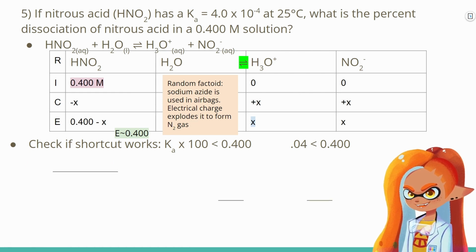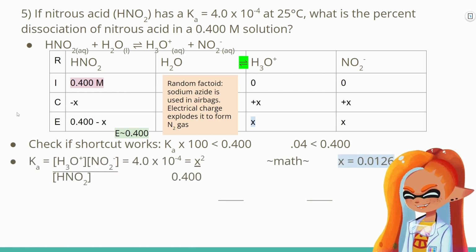Alrighty, ready? Here we go. So we have our Ka value. Our Ka value was that, so I plug that in. These two are x's, so I got x squared, and then this was rounded, so I got 0.4. You multiply both sides by 0.4, square root both sides, and then you get your answer, your x value.